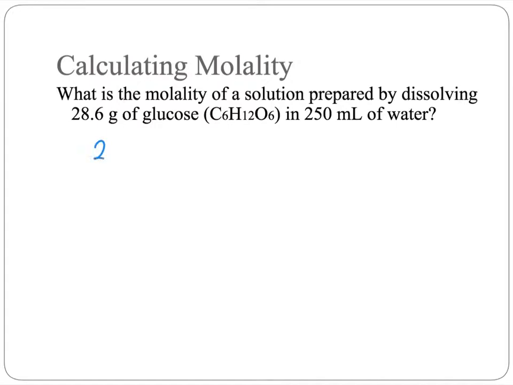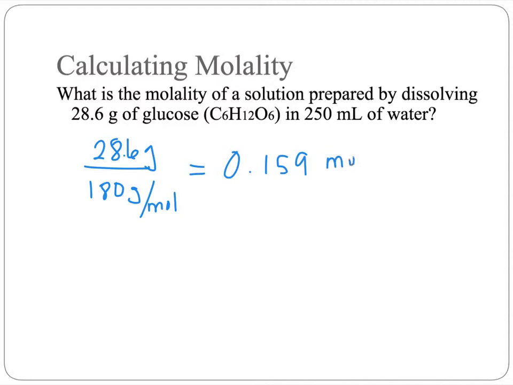So we've got 28.6 grams of glucose, and if I went to the periodic table and added everything up, I would find that I had 180 grams per mole when we're talking about glucose, and so doing this calculation tells me I have 0.159 moles in my 28.6 grams.